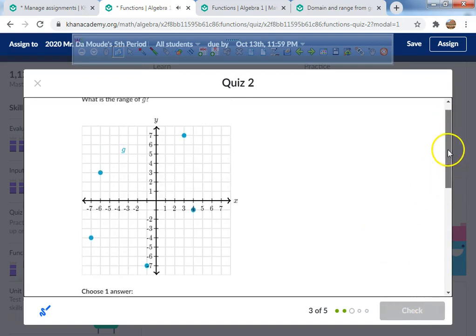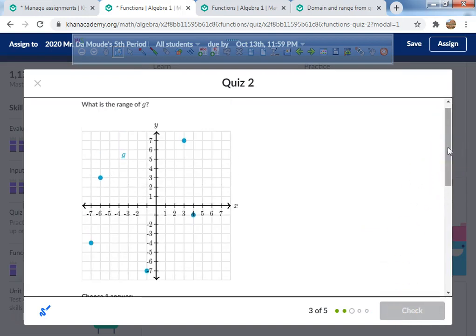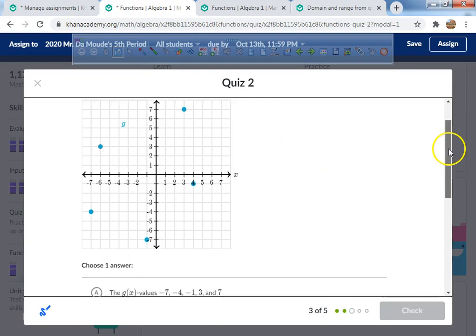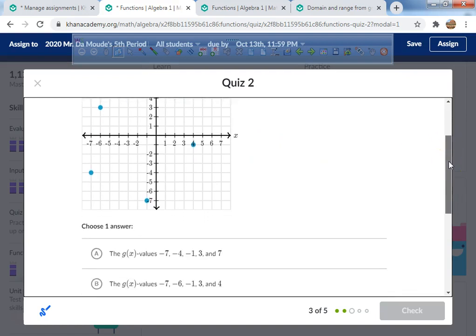What's the range? This will be the last question we do. What's the range? The range deals from the y value. So I'm going from -7, then -4, then 3. Oh, forgot this one right here. There's a -1 right there. So -7, -4, -1, 3, 7. Starts at -7. All right, then goes to -4, then -1, then 3.